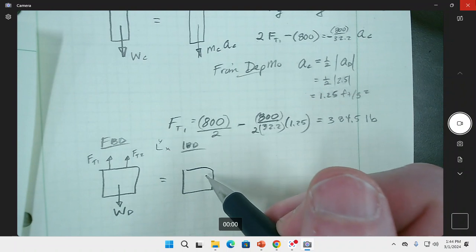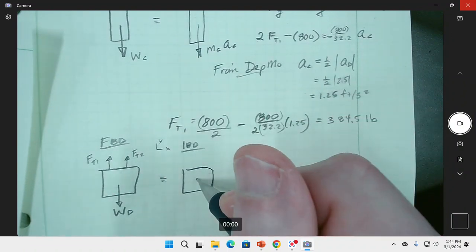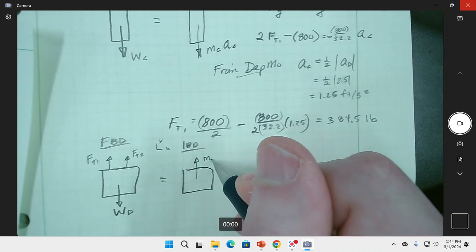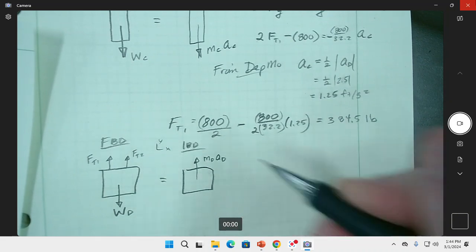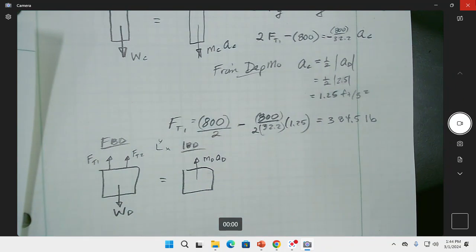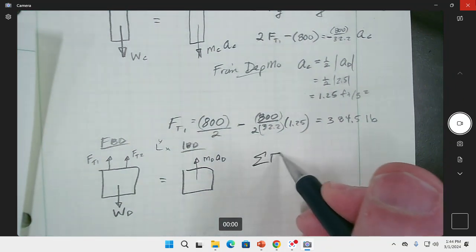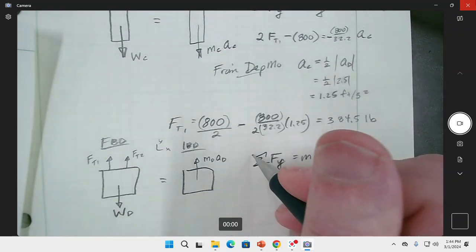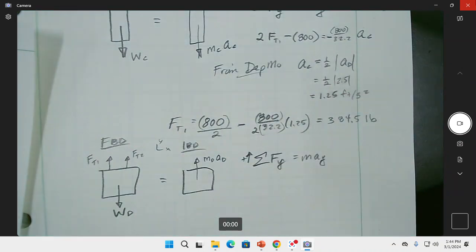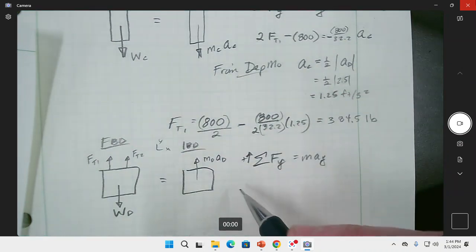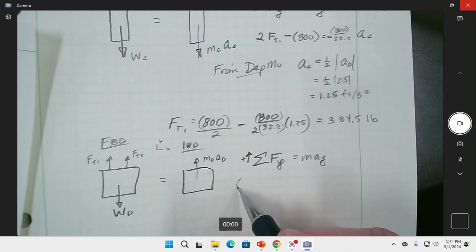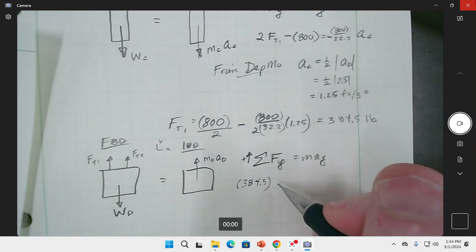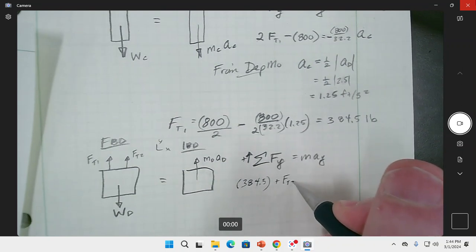So this one's going upwards, right? So we're going to go MD times AD. Sum of the forces in the y direction equals mass times acceleration in the y direction. This was my 384.5, FT2.